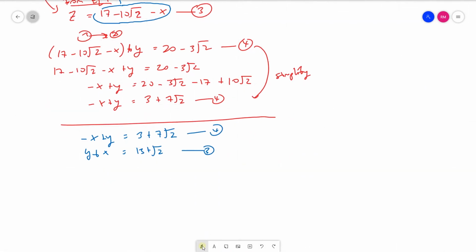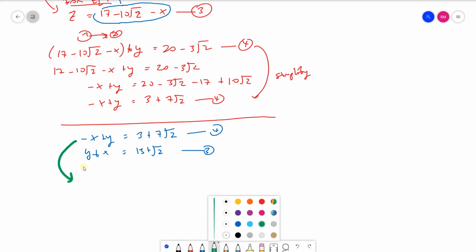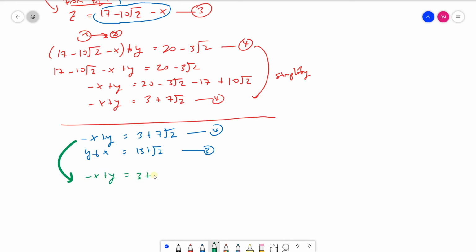Now we can simply do another simplification using the simultaneous method, and then we can find what is x and what is y. So let's pick one of the equations. For example, I want to pick equation 4, the top one again. So I'll be getting negative x plus y equals 3 plus 7 surd 2. Maybe I want to pick y as the subject. It's the same if you pick x or y as the subject. So why am I picking y as the subject? Because y has a positive in front of it, so I'll be getting y equals something straight away in positive form.